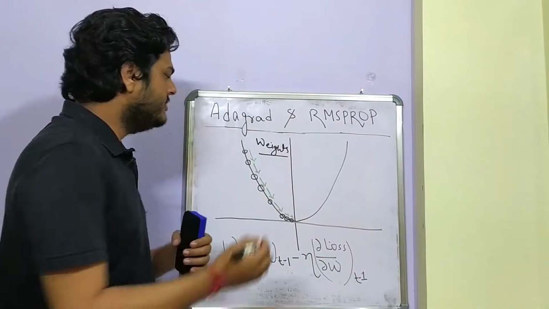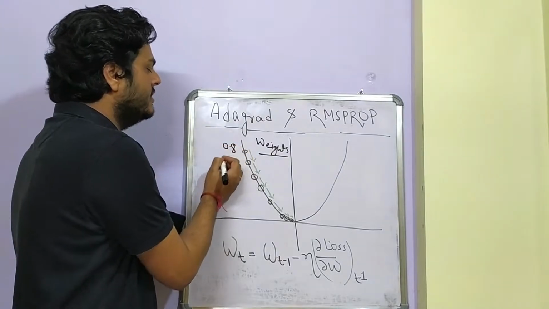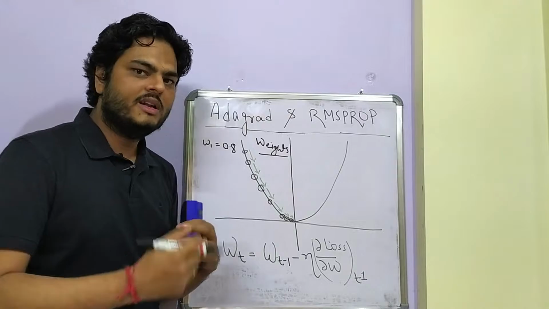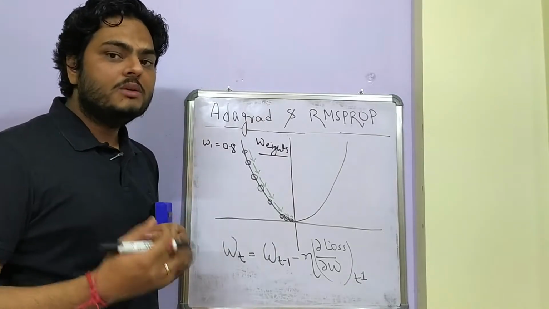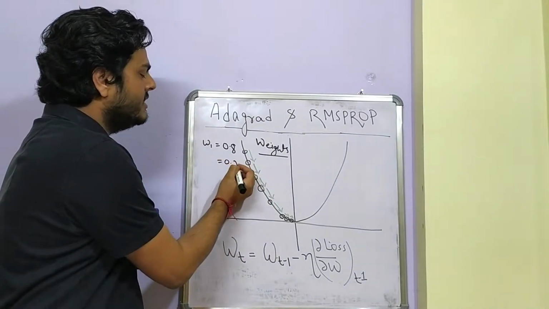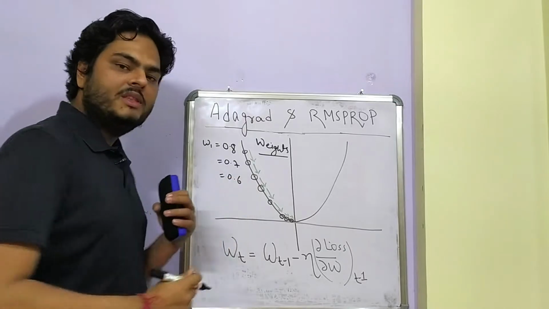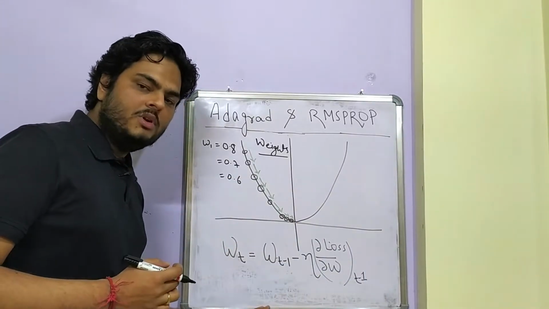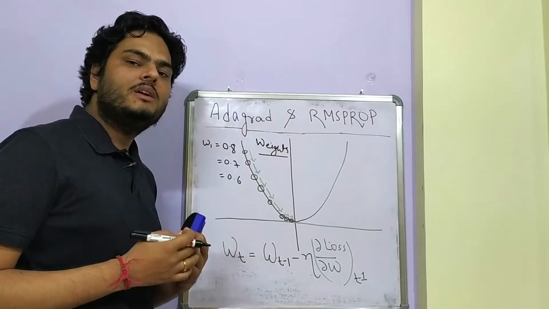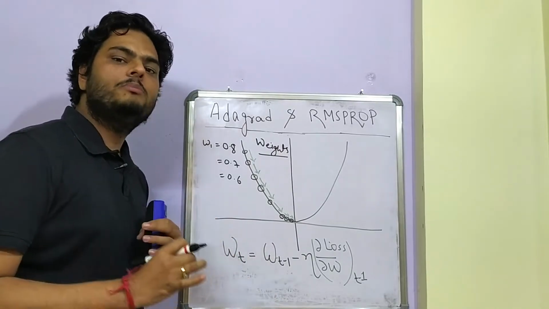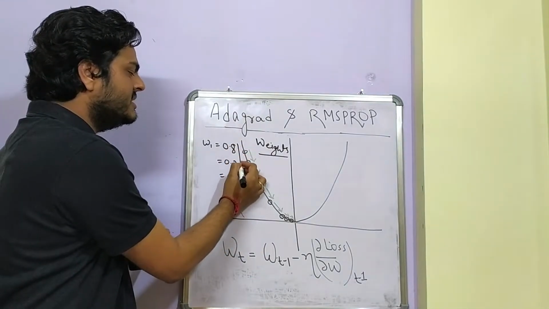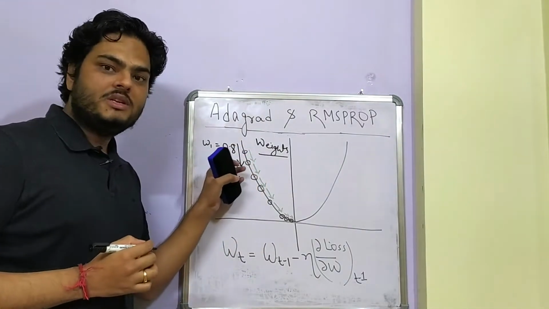Initially, if the weight, let's call it W1, is 0.8, in the next epoch or next iteration the weight becomes 0.7 or 0.6. That depends on this formula basically, right? This formula talks about how gradient descent optimizes the weight in a deep neural network. And when we come from 0.8 to 0.7, this is called the step size.